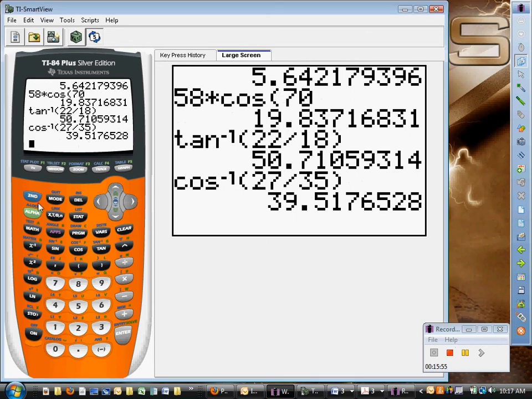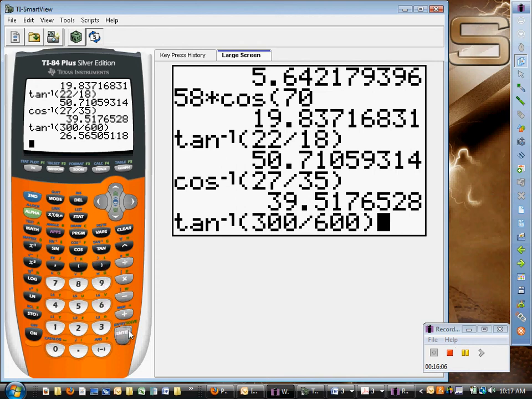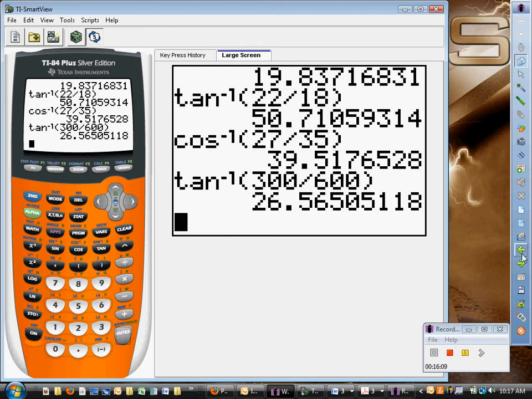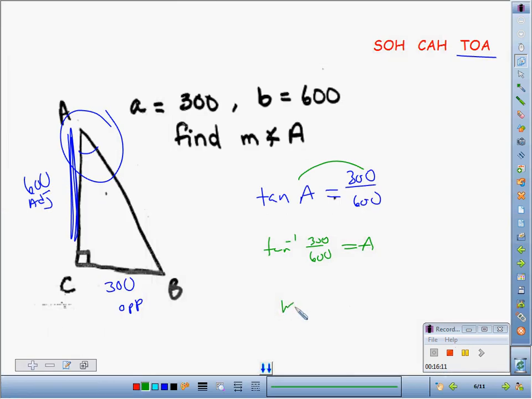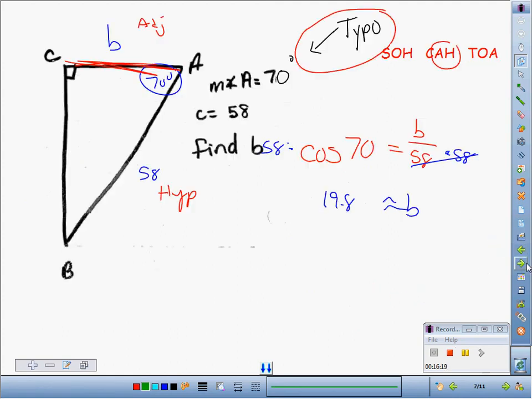The tangent inverse of 300 divided by 600 is about 26.6. So measure of angle A is about 26.6 degrees. That takes care of the practice worksheet. I did a couple others.